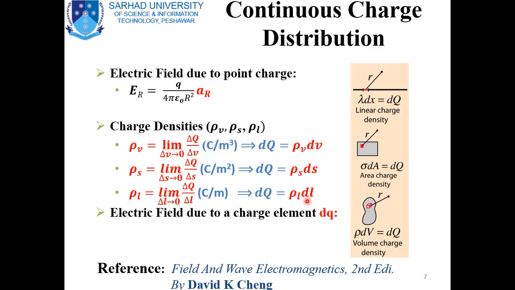And the electric field intensity due to any length and any charge element can be written as dE_r, which represents the radial direction of the electric field intensity, and as our charge element is dq, our main formula Q divided by 4 pi epsilon naught r square will become dq divided by 4 pi epsilon naught r square in the radial direction.